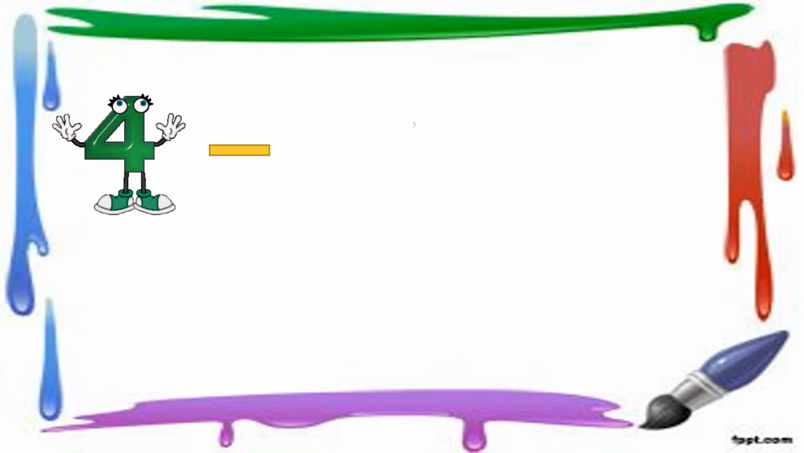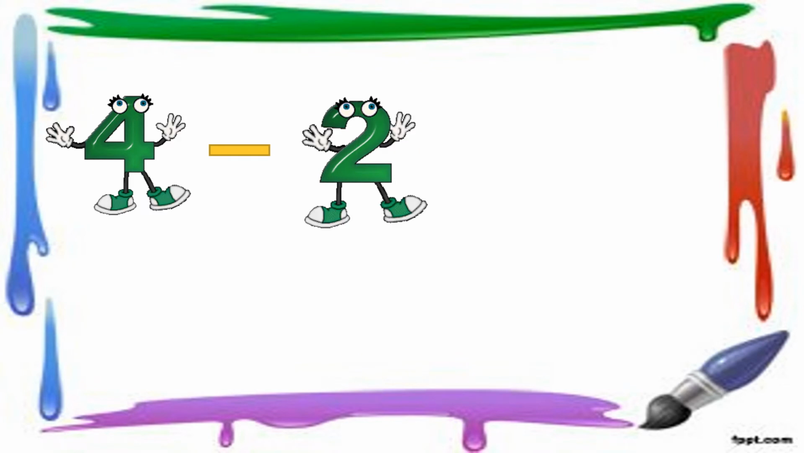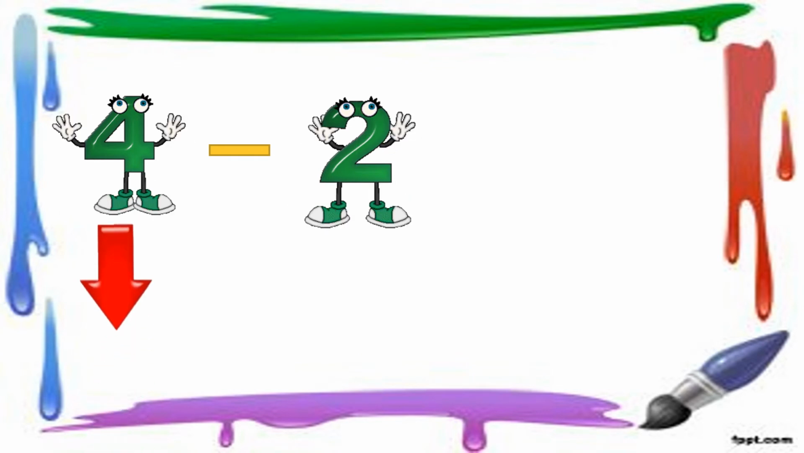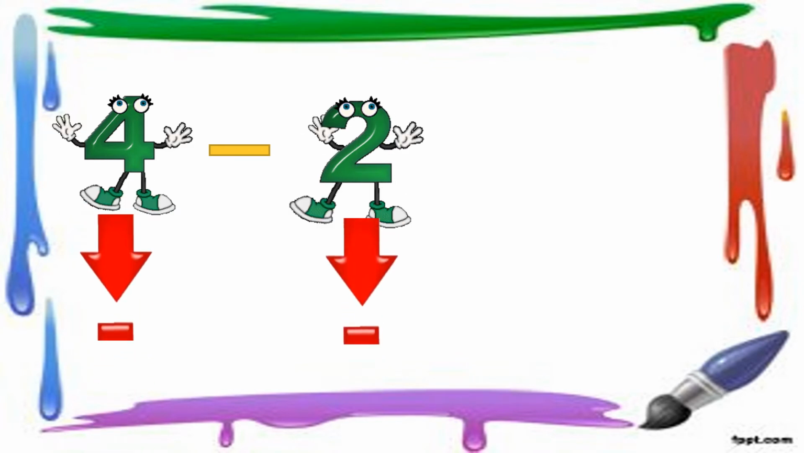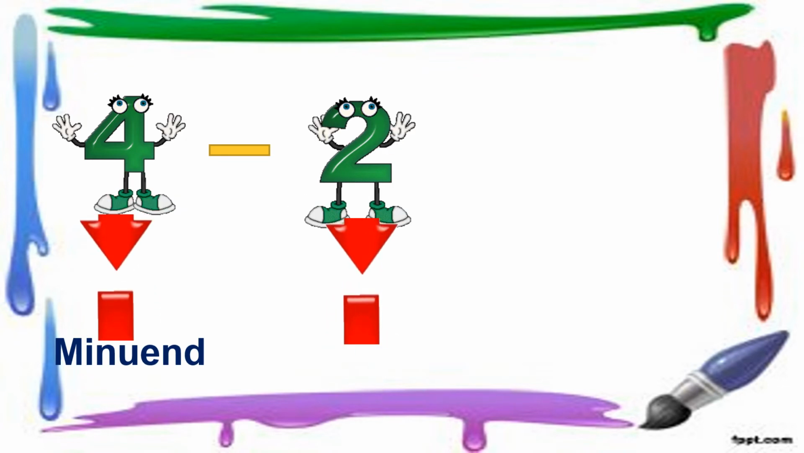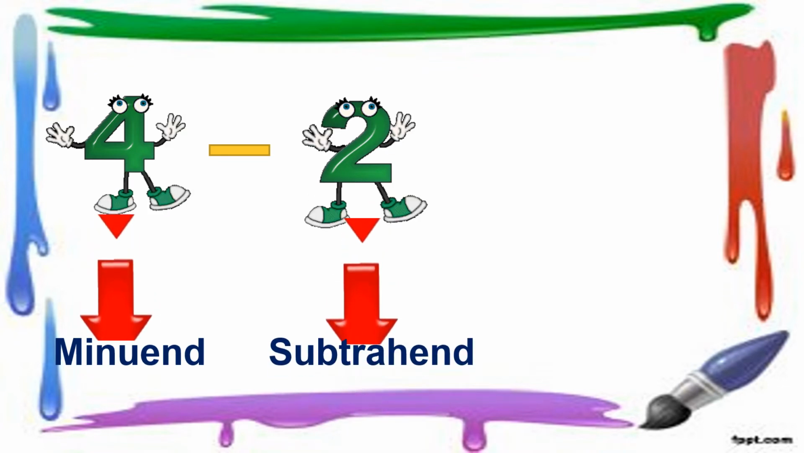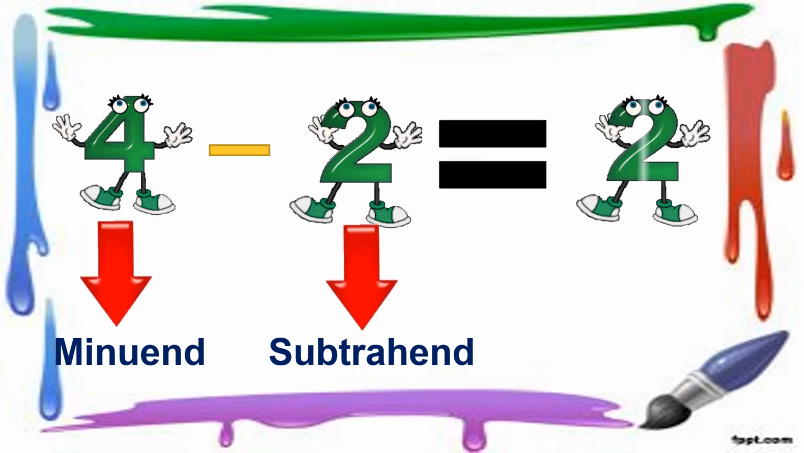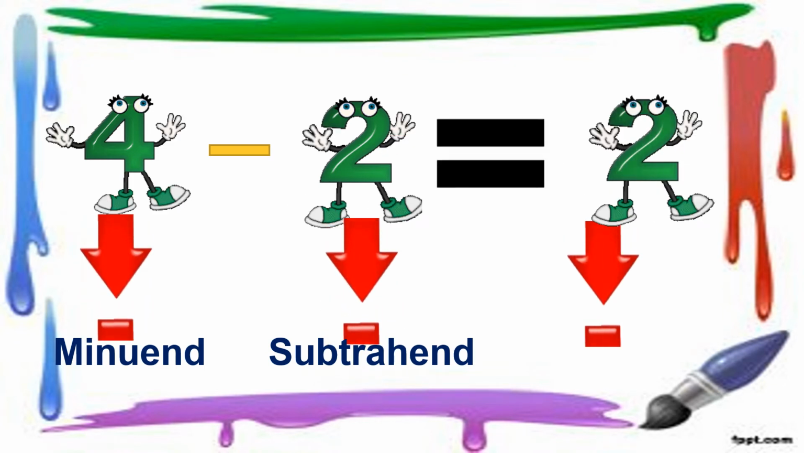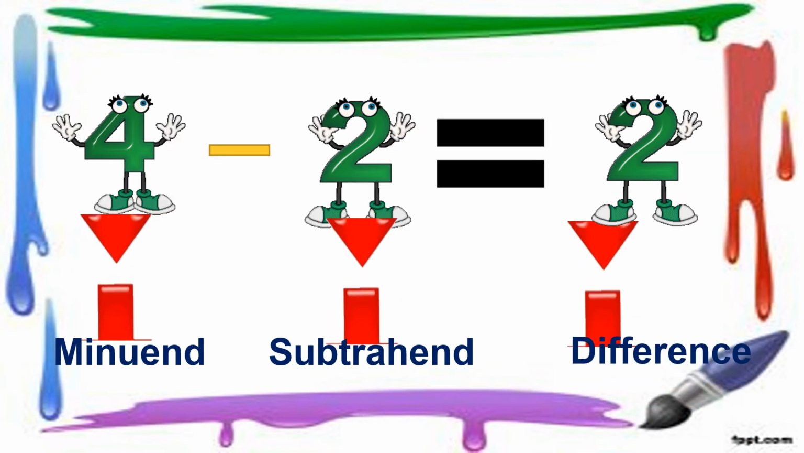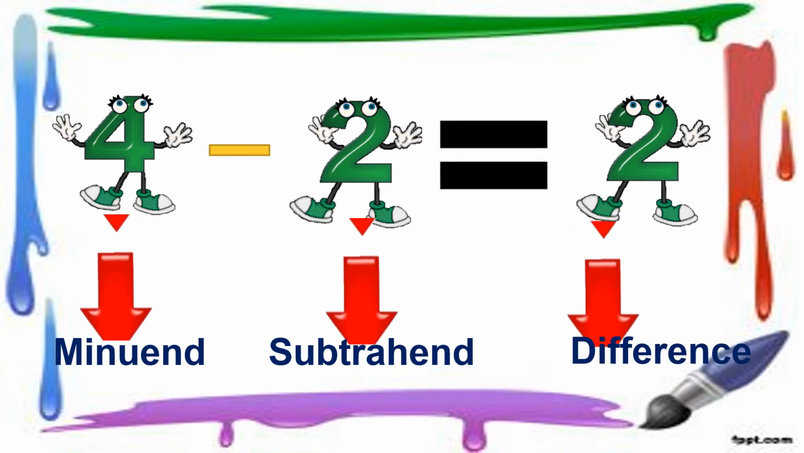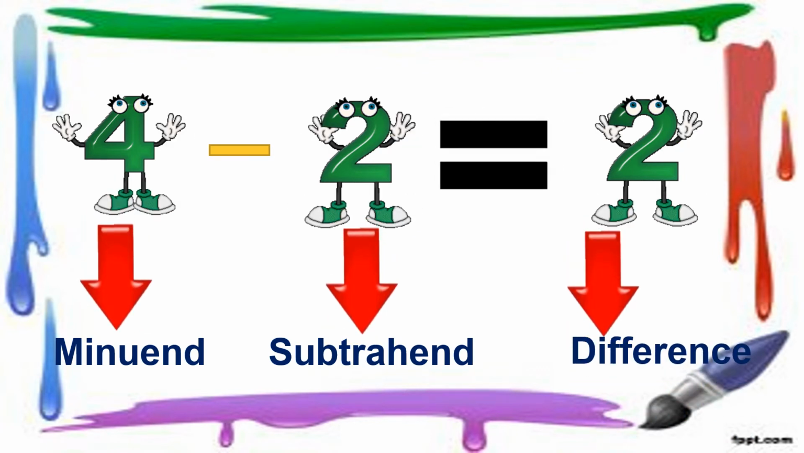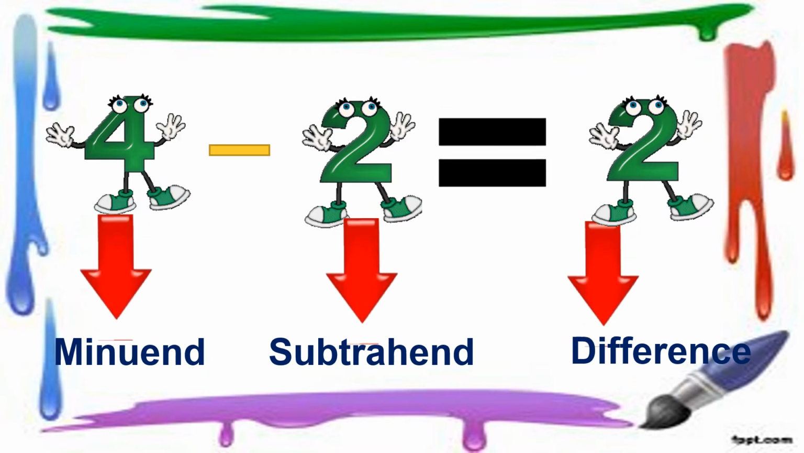Let us consider an example. Let us consider 4 and 2. So, 4 minus 2. In subtraction, the larger number is called the minuend and the smaller number is called the subtrahend. So, 4 minus 2, which is equal to 2. So, 2 is called the difference. That is, the result which we get after subtracting is called the difference.